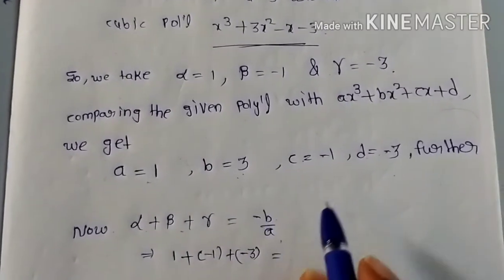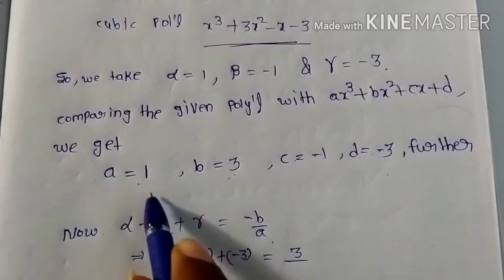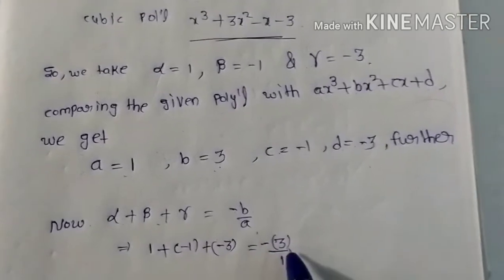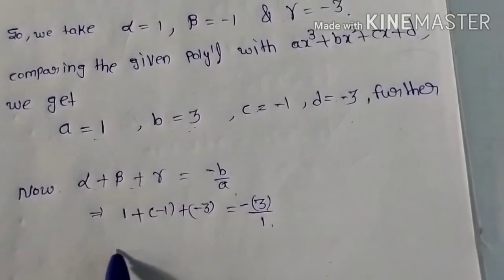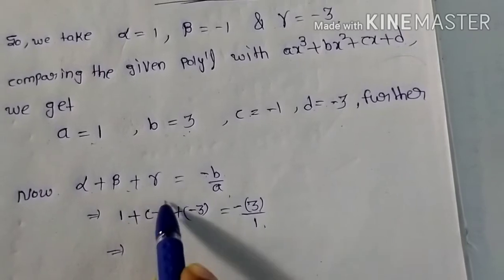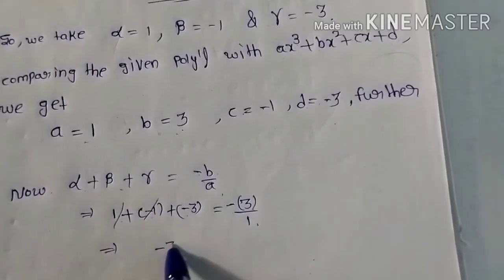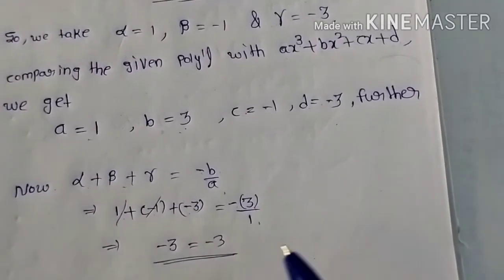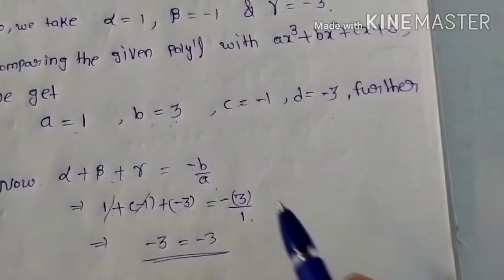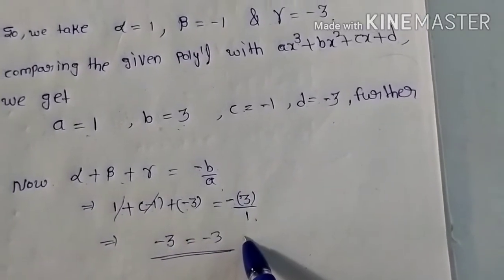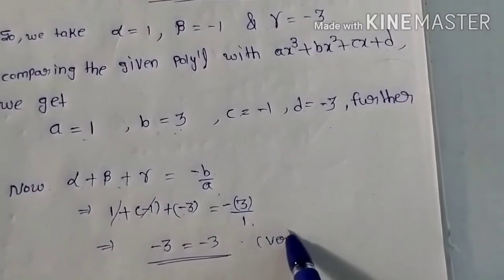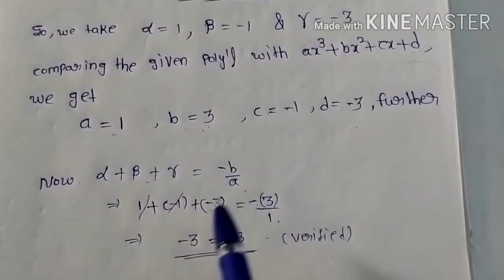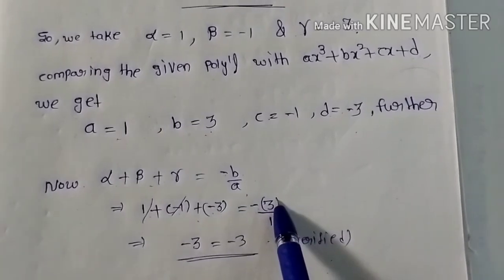B value is how much? 3 by 1, but it is minus b by a. That means you can write here minus 3 by 1. On the left-hand side, 1 plus 1 minus 1, both should be cancelled. What are you getting? Minus 3. Minus 3 is equal. See, minus 3 by 1 means minus 3 only. Both are equal, yes. So both are equal means the verification is completed. You can write here verified. The relationship between the zeros and the coefficients is verified.